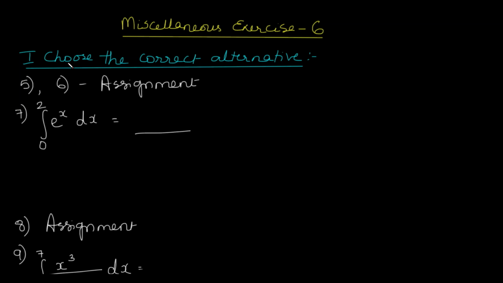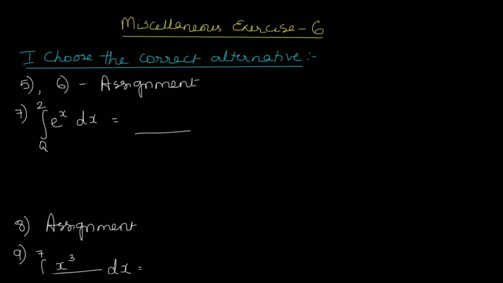Question number 1, choose the correct alternative. MCQ questions. In that, the first 4 sums have already come in the exercise, so they have already been dealt with in the previous lectures. Question number 5 and 6 are very easy. You can try them out as assignment. Once you go through the previous lectures, you will know how the sums are done. We start with question number 7 actually.